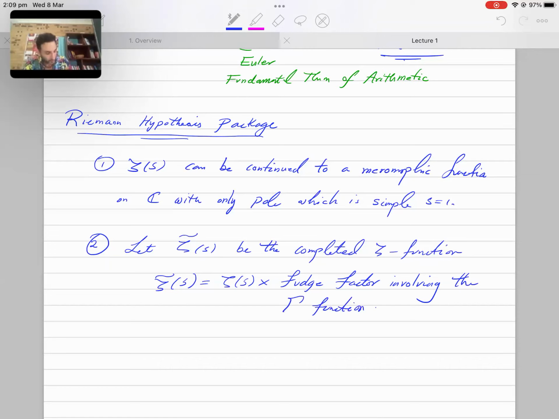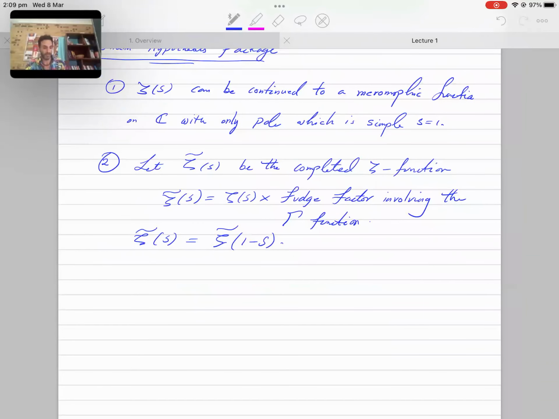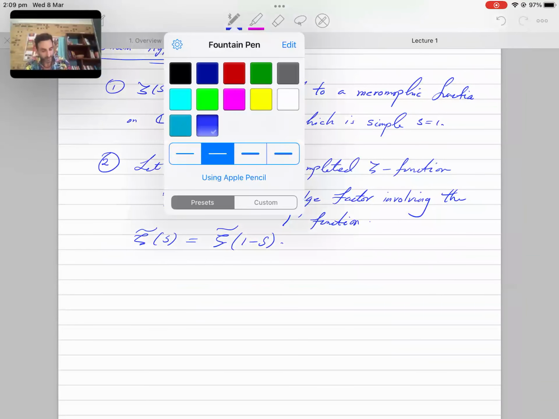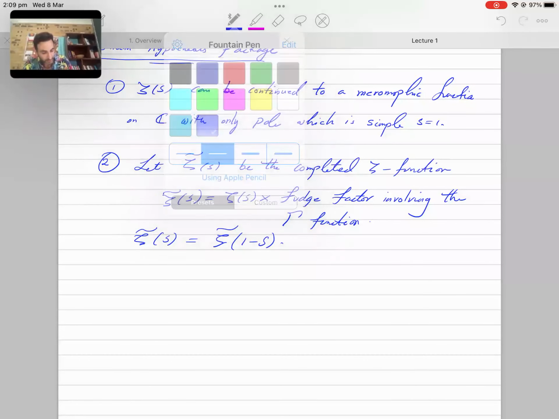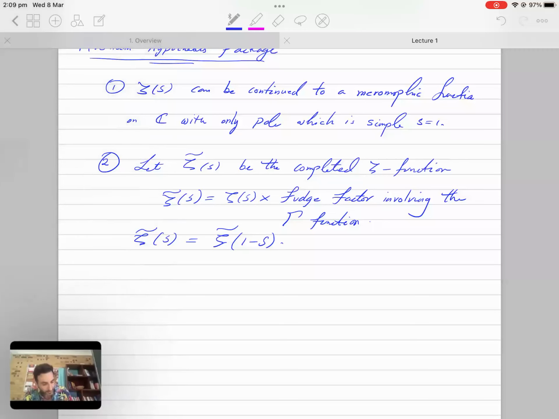And once you complete it, then the functional equation can be conveniently written as zeta hat of s equals zeta hat of 1 minus s. So in other words, the zeta function has a symmetry along the line of real part.